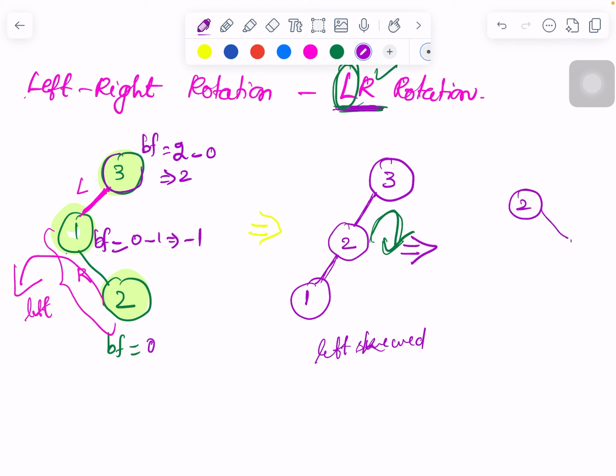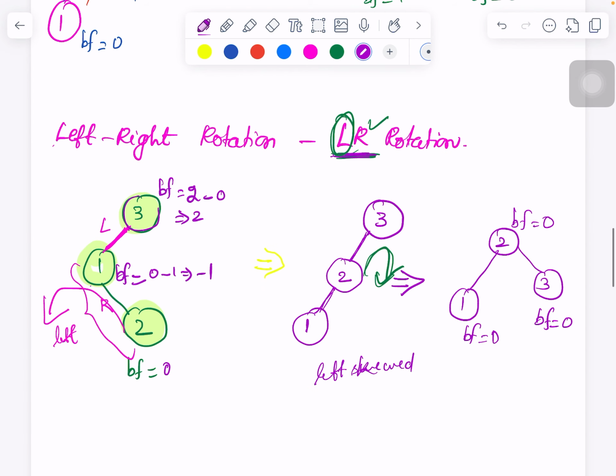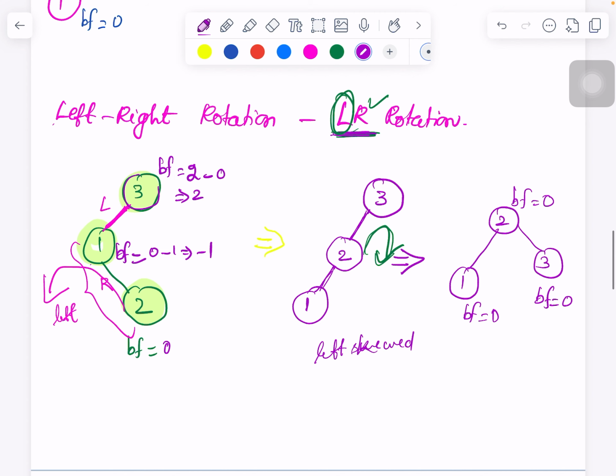So 2 at the root, then 3 and then 1. Now let us find out the balancing factor for node 3. It's 0. The balancing factor for node 1 is 0. The balancing factor for node 2 is 0. So hope now you have understood what is meant by LR rotation, right?